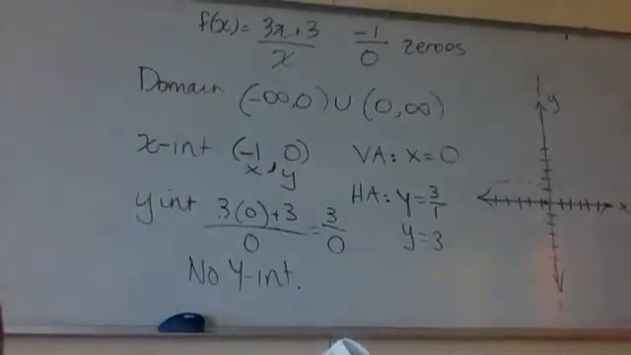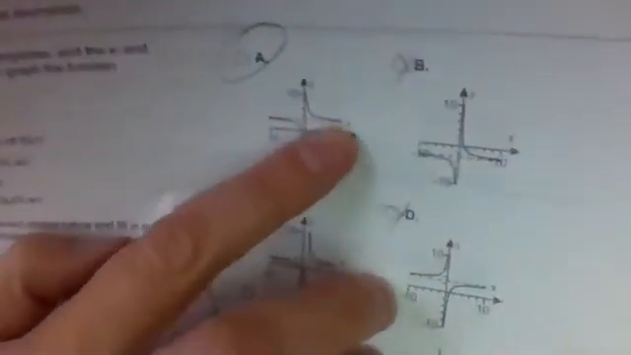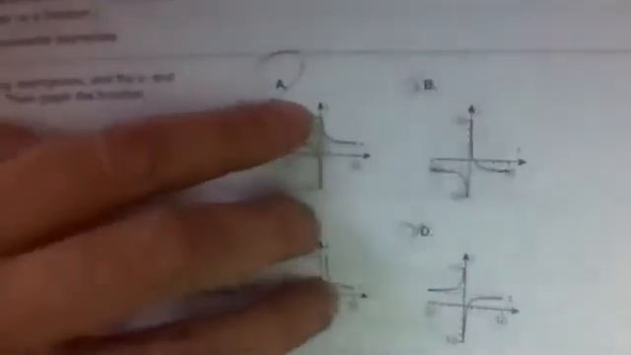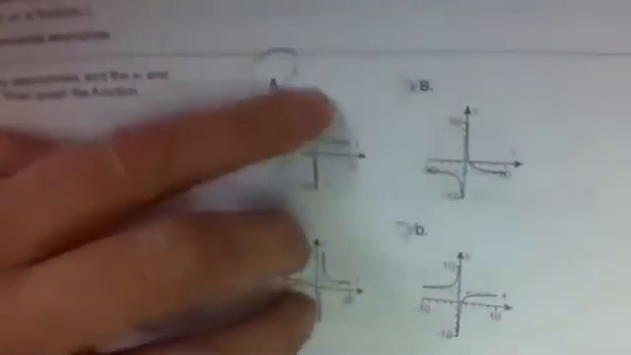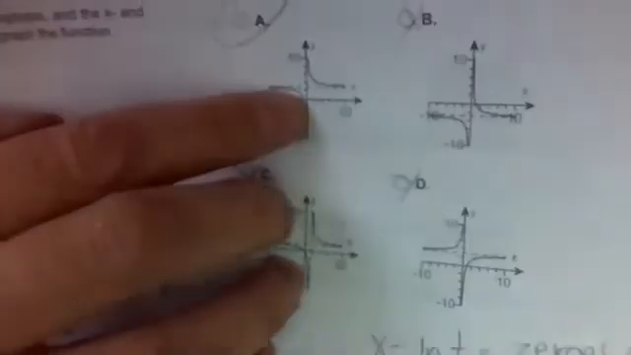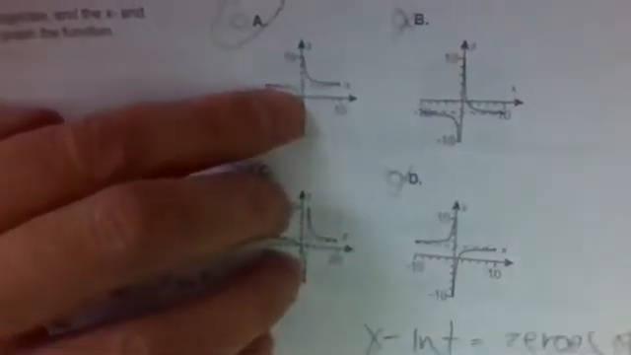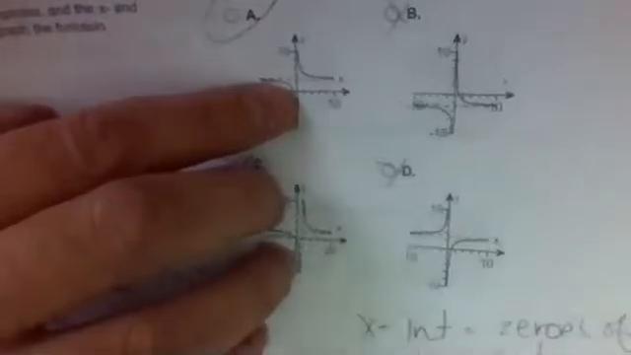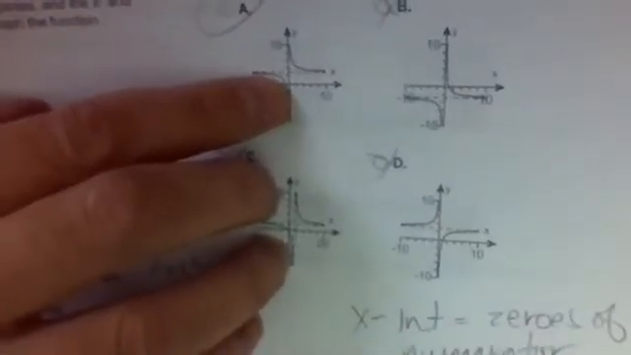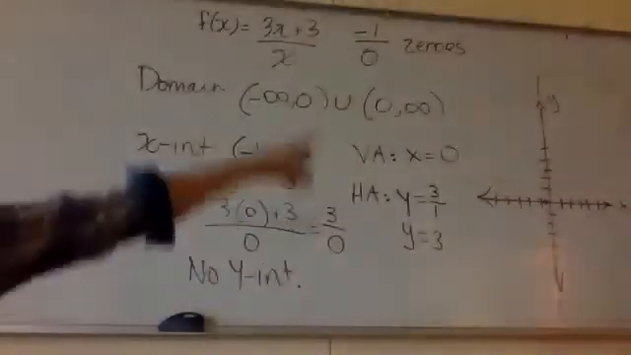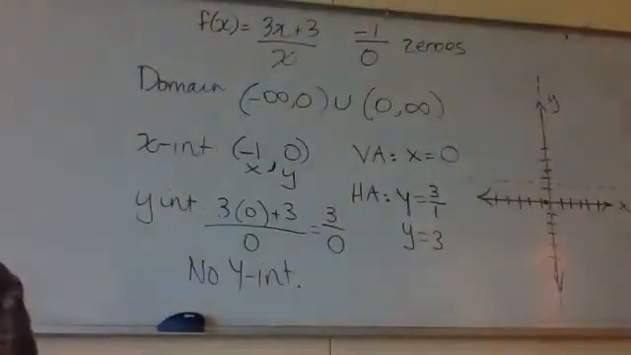Let's look at A. What does A show? A horizontal asymptote at y equals 3. There's a dashed line on x equals 0. It crosses through the x-axis at -1. So it does all the things that my graph says that it needs to do. So that one is still a good option.